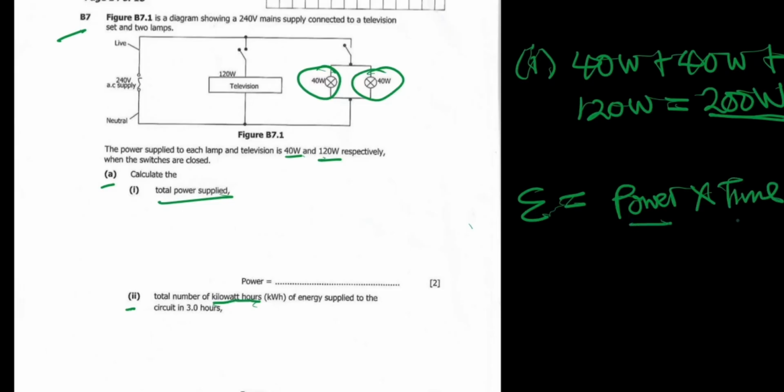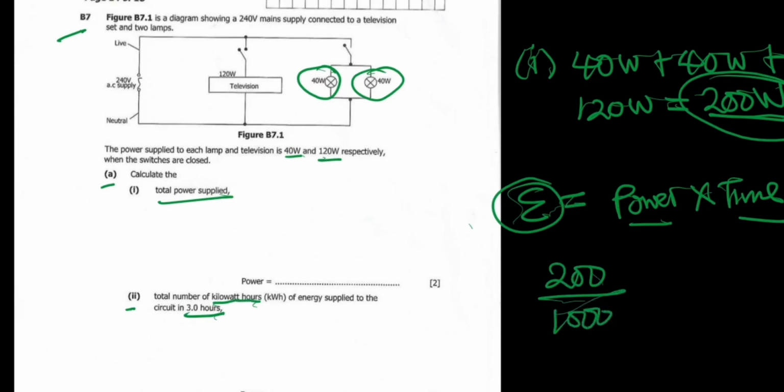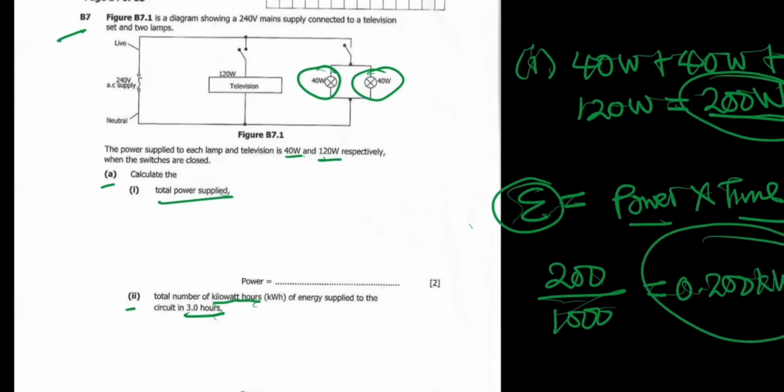We have power, we have time here. The time is actually 3 hours. This is the formula that we are going to use. Now, since this should be in kilowatt hours, then this power which we have has to be converted into kilowatts. So you can convert 200 by dividing it by 1000. So you're going to get 0.2 kilowatts. So that's the new figure that we are going to get for power.